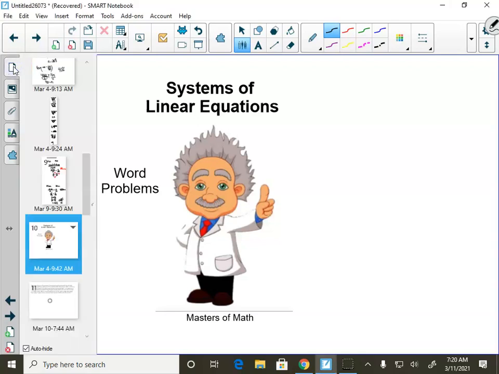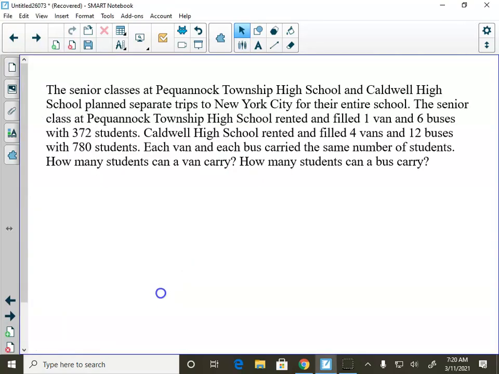Let's take a look. So here's the first word problem we're going to deal with. Senior class at Quantic Township High School and Caldwell High School plan separate trips to New York City for their entire school. The senior class at Quantic Township High School rented and filled one van and 6 buses with 372 students. Caldwell High School rented and filled 4 vans and 12 buses with 780 students. Each van and each bus carry the same number of students each time. How many students can a van carry and how many students can a bus carry?